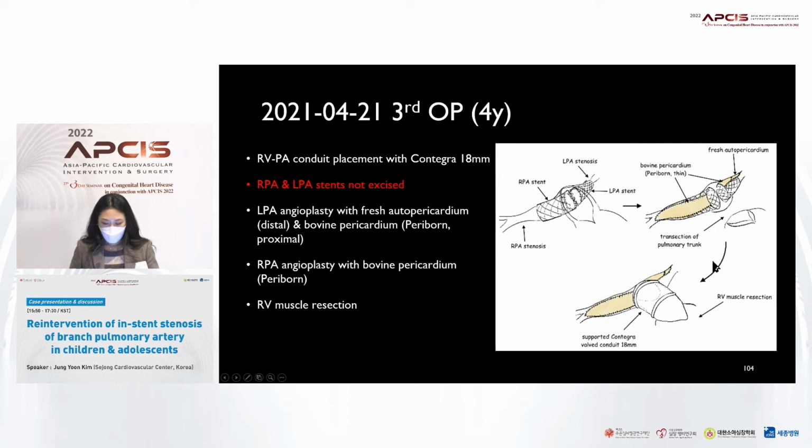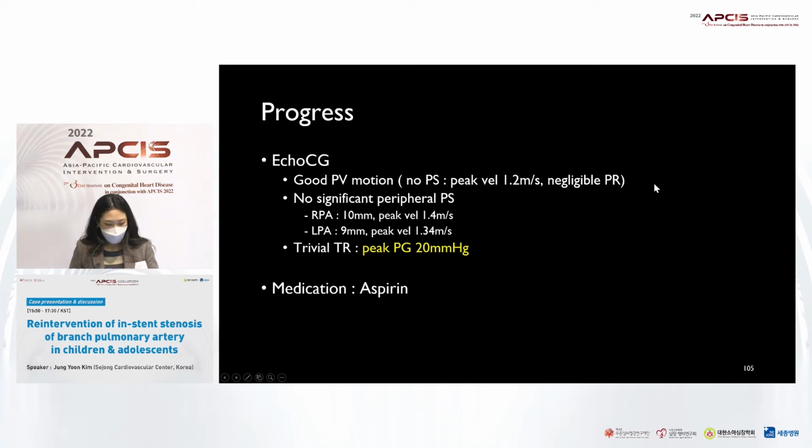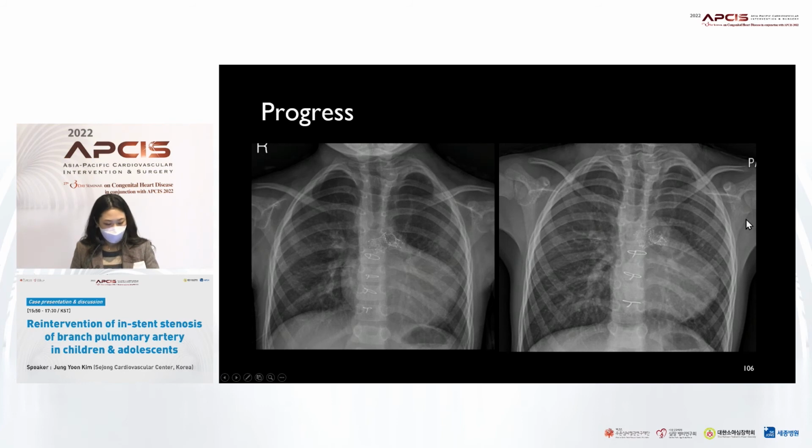After that, good pulmonary valve motion, no PR, and by echo, no significant peripheral PS, and also a decreased amount of TR, and we estimated the peak pressure gradient to be 20 millimeters of mercury. So we kept the medication as aspirin. So this is the follow-up chest X-ray.